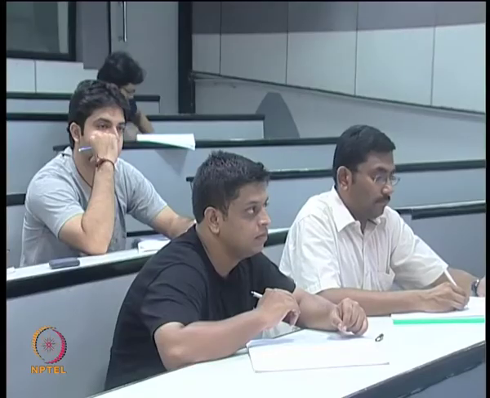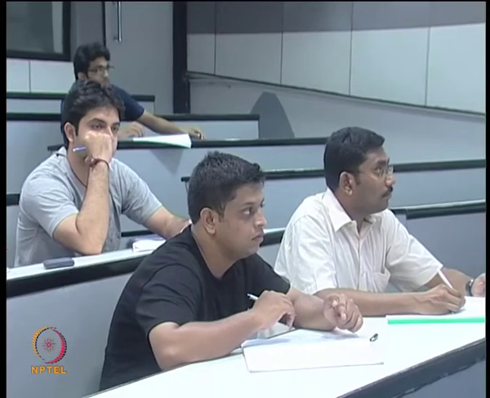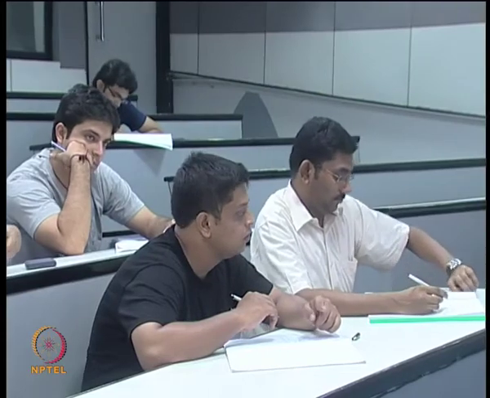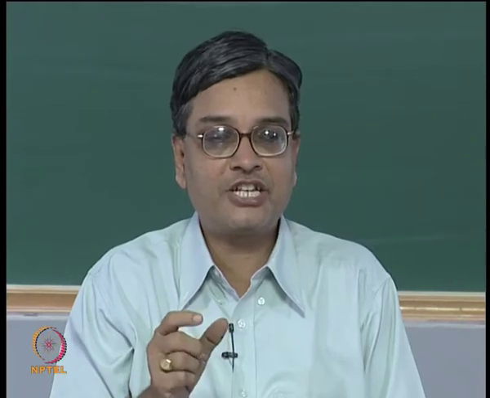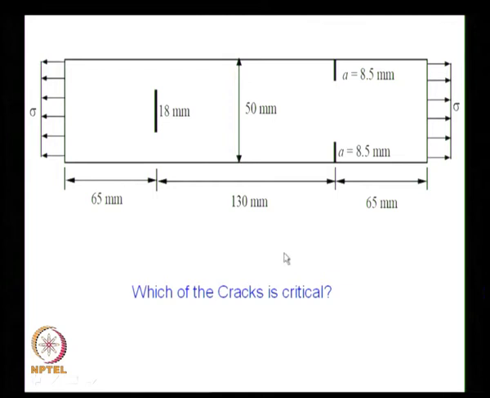I would like you to go back to that problem and then evaluate the value of SIF for a center crack as well as a double edge crack for the situation when the center crack is, I think it is 18 millimeter, and the double edge crack, take the case of 8.5 millimeter. Double edge crack summation is shorter than the center crack. So, this is the problem. I have the center crack, I have double edge crack, and the question is which of the cracks is critical.